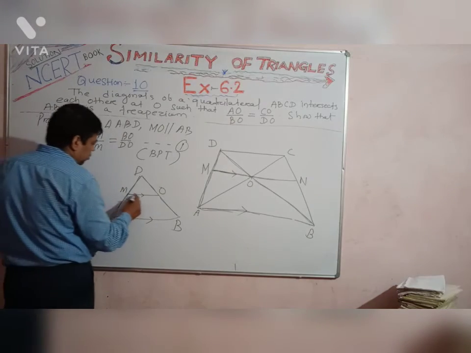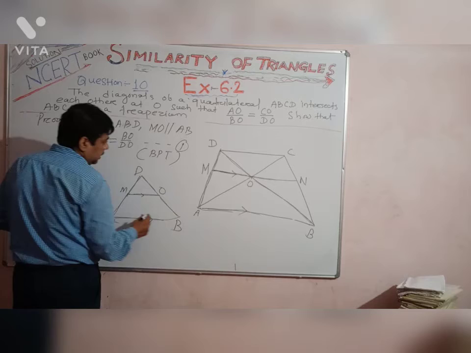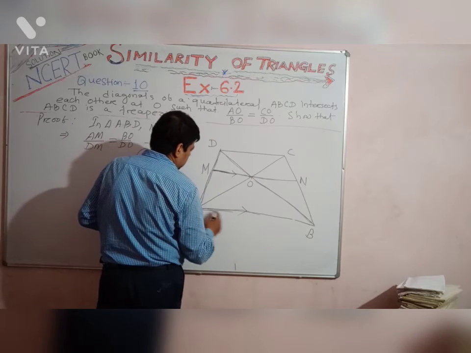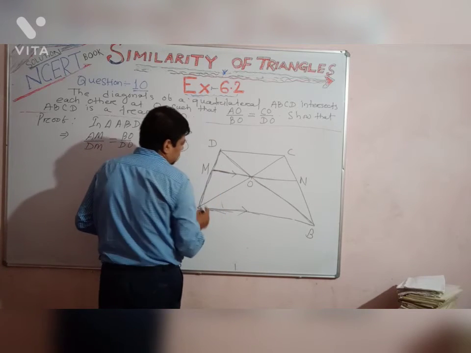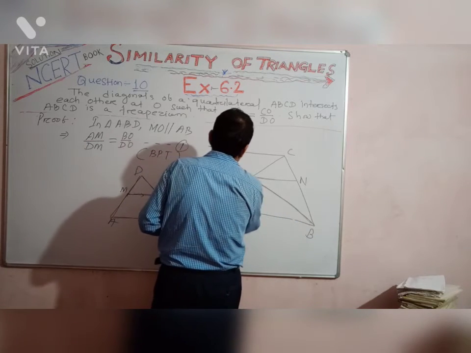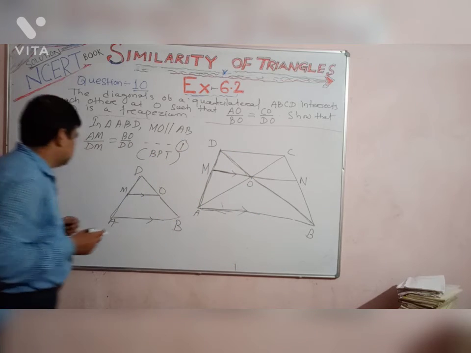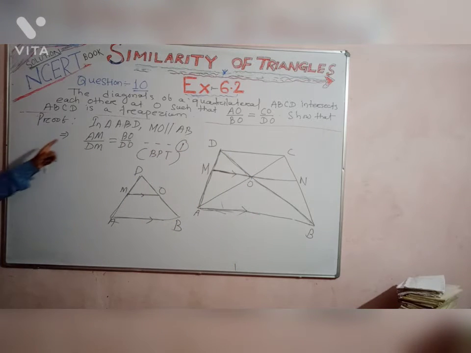Okay, because OM is parallel to AB, OM parallel to AB. So AM by DM is equal to BO by DO. This is one of the statements, and it is correct. Understand or not? Is it clear?